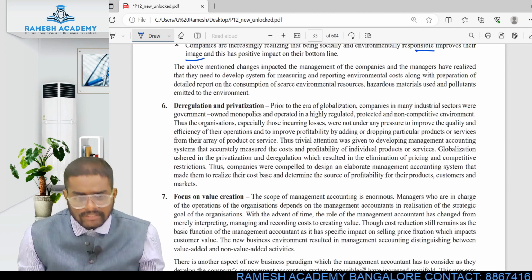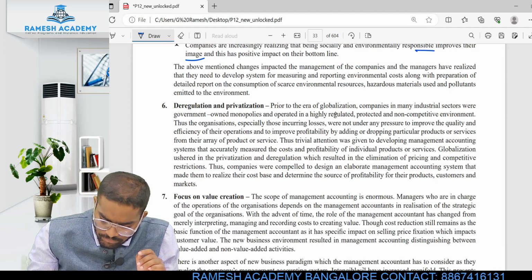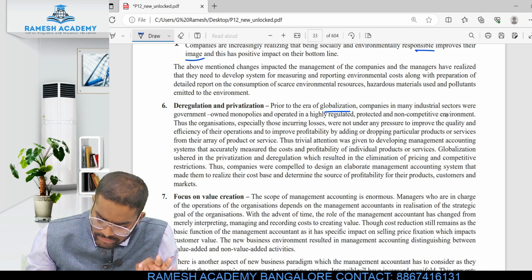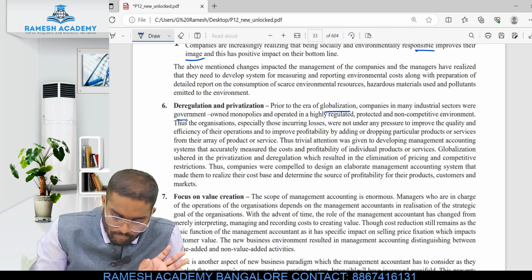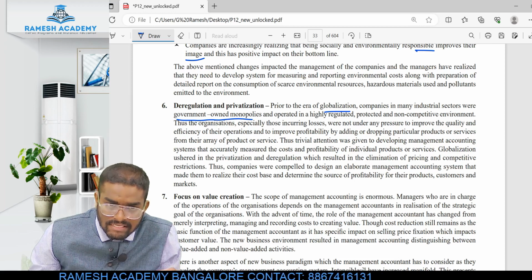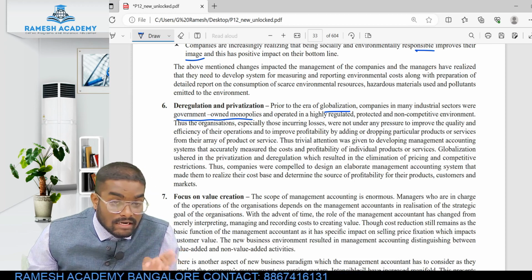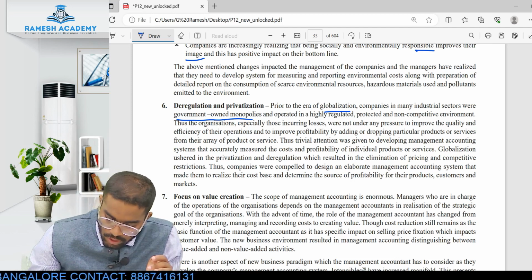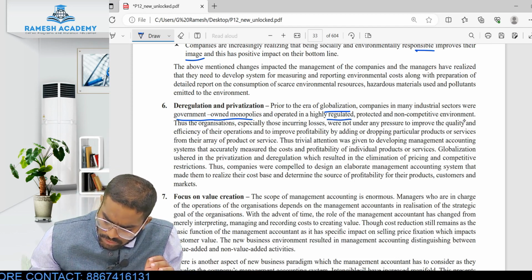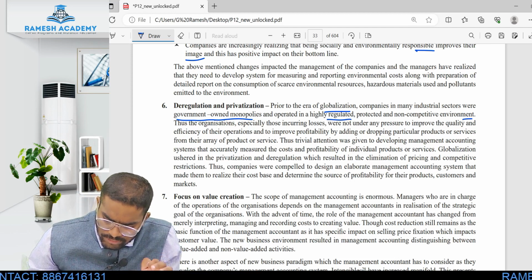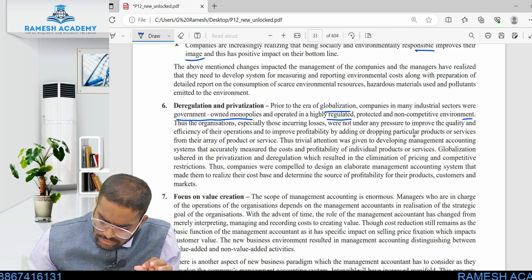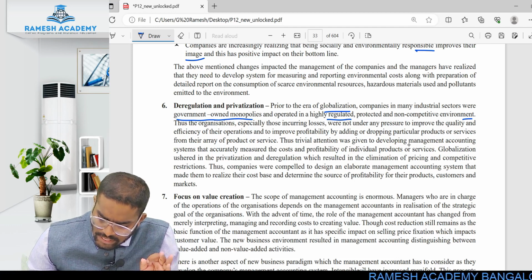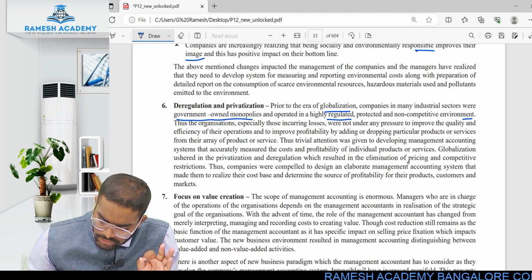Next we have deregulation and privatization. Prior to the era of globalization, companies in many industrial sectors were government owned, like BSNL. Even today they are owned by the government. There are certain industries which are outsourced, like Air India. It was earlier in control of the government, now it is given to the Tatas. They operated in a highly regulated and protected non-competitive environment. Thus the organizations, especially those incurring losses, were not under any pressure to improve the quality and efficiency of their operations and to improve profitability by adding and dropping particular products and services.